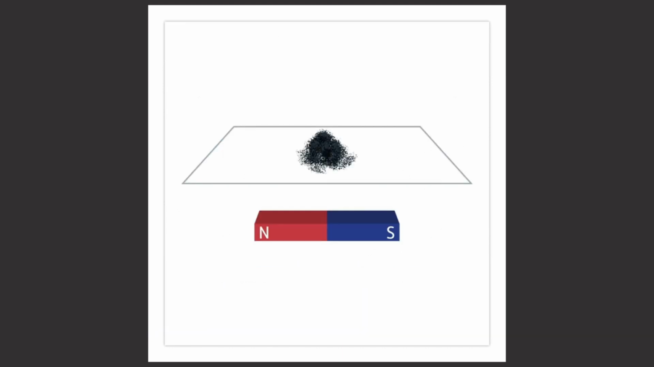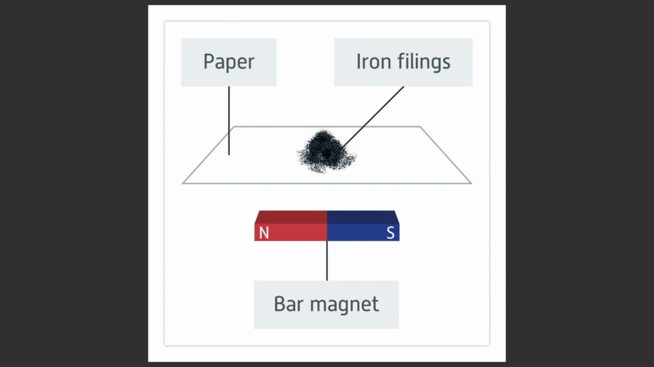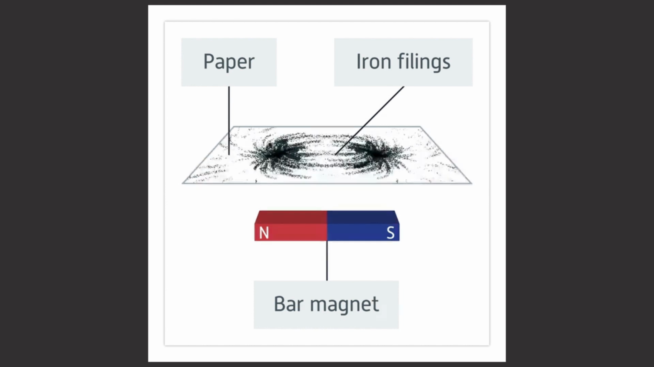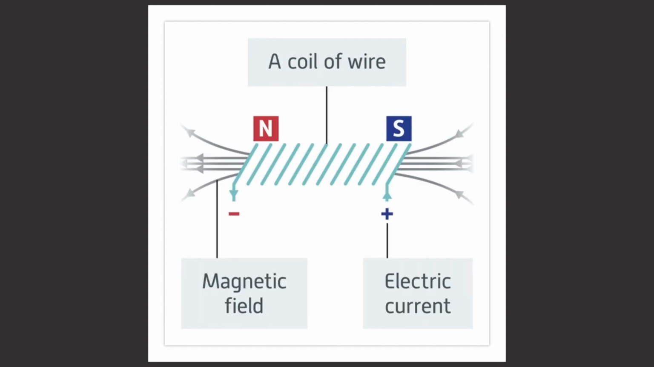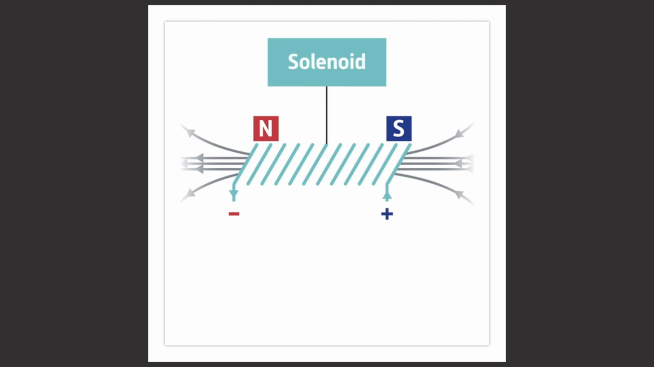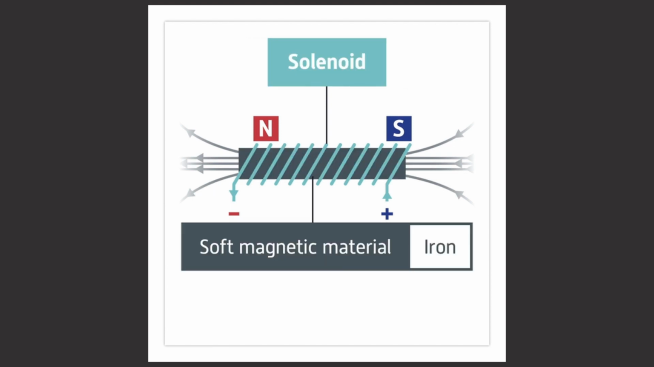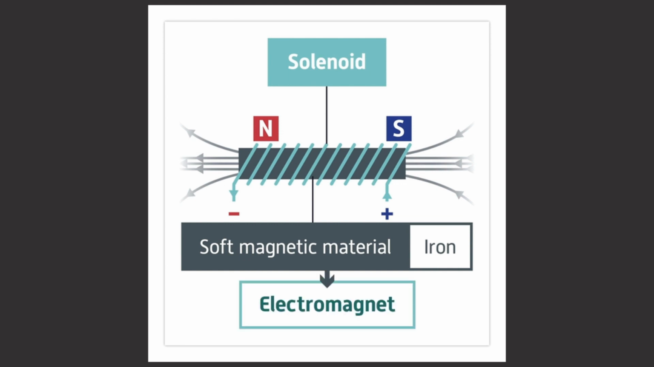You can demonstrate this by placing a bar magnet under a sheet of paper and scattering iron filings on top of the paper. If you gently shake the paper, the filings will take the shape of the field. A coil of wire will also produce a magnetic field when an electric current is passed through it. A coil like this is called a solenoid. If you put a soft magnetic material such as iron inside, it will become an electromagnet.